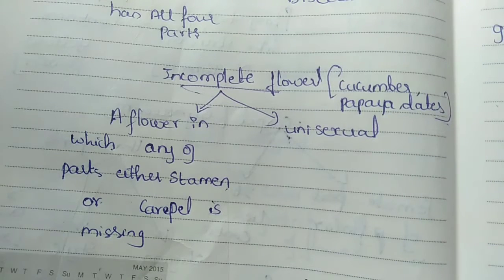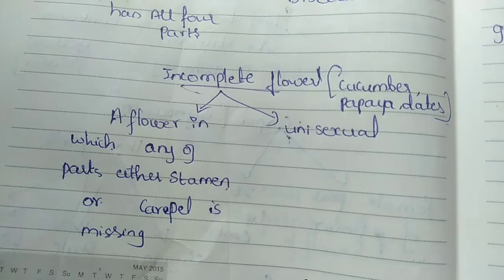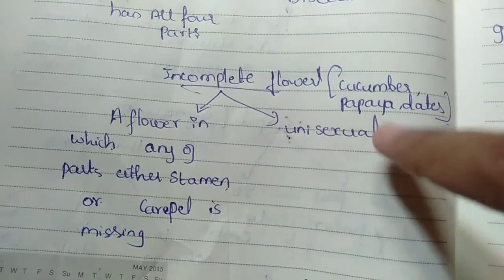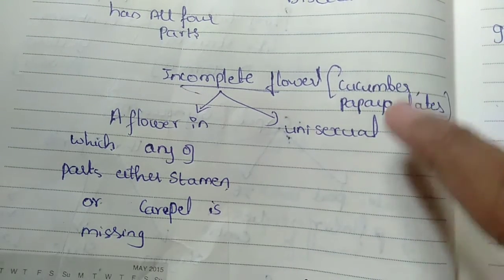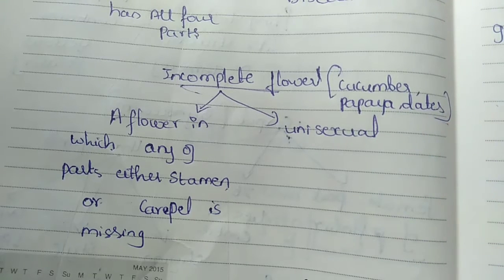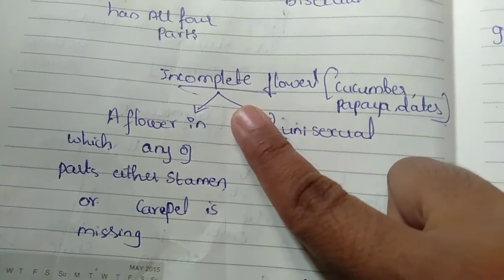That means in some flowers you can see the stamen, the male part, and in some flowers you can see the carpel, the female part. So either one will be missing. That is why we consider it unisexual. Bisexual contains both; unisexual contains only one. You can see this in cucumber, papaya, and dates: you can see either the yellow powder or the center point. Only one of the two can be seen, so we consider it an incomplete flower.